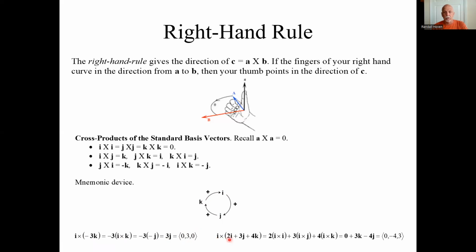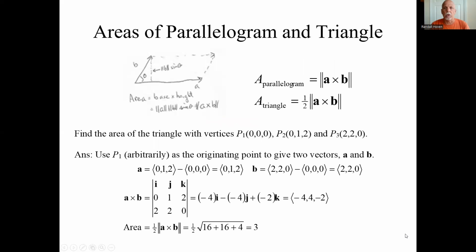Or I can write it this way. I cross this vector in all 3 dimensions. I get 2 times I cross I plus 3 times I cross J plus 4 times I cross K. I cross I is 0. I cross J is K. I cross K is minus J. I get a 0 plus 3K minus 4J, or this is it in vector notation. That's the cross product.